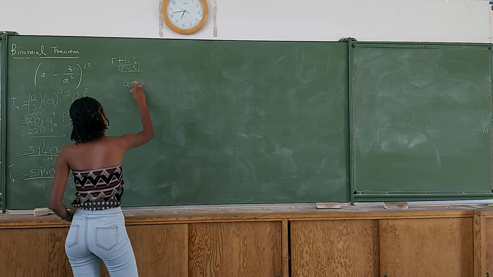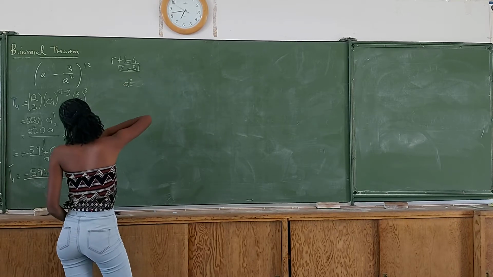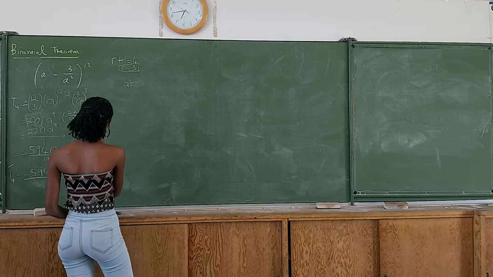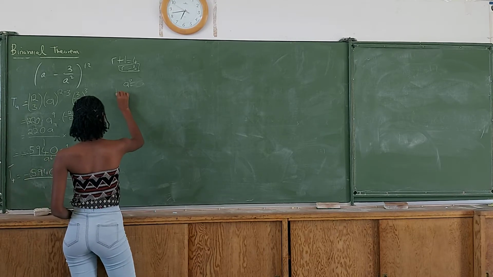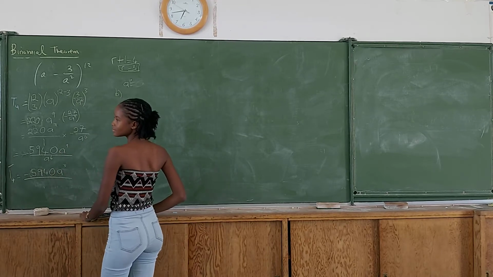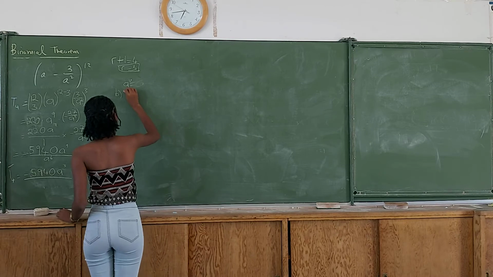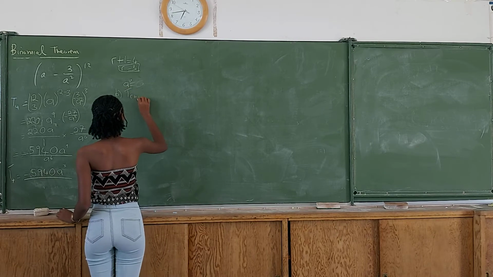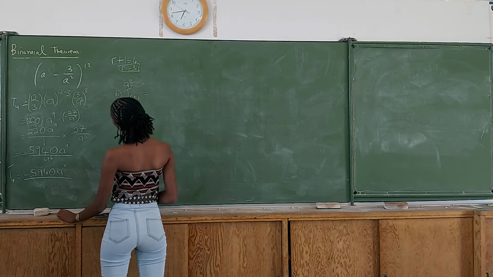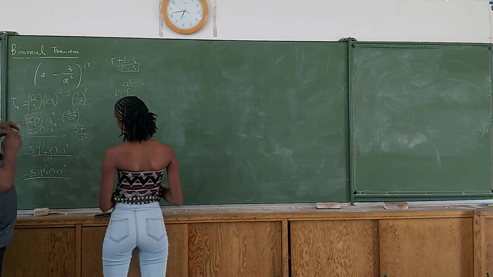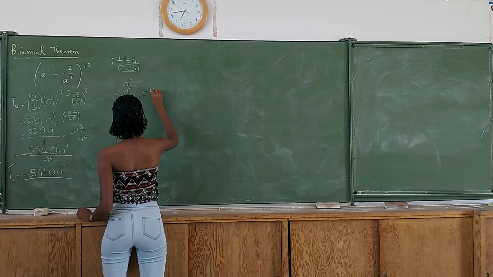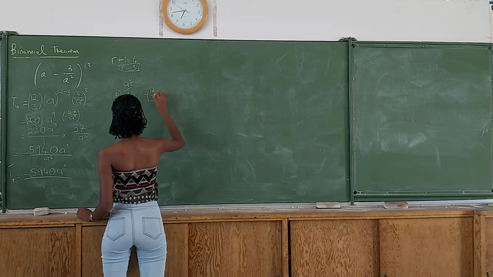Yeah, it's fine. But if you want to do the right thing, you say T sub R plus 1 equals to. Good. Now remember you are trying to find terms, so it's going to be 12CR or NCR. R is the one that you're trying to find. You can write 12CR or 12R.